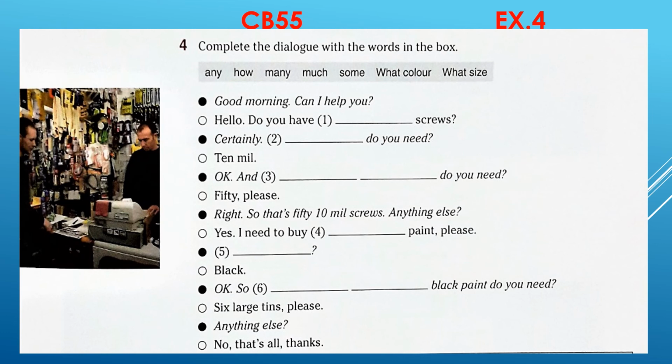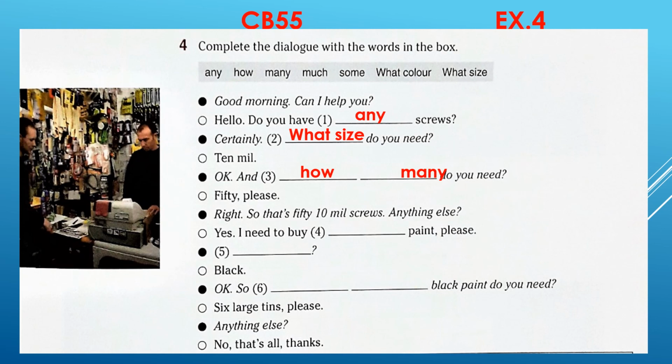Good morning. Can I help you? Hello, do you have? Number 1. Very good. Any screws? Certainly. Do you need? Here we should look at the answer first. 10 mil. So the question words should be used here. What size? What size do you need? 10 mil. Okay, and do you need? 2 words. 50 please. So here we should use how many. How many do you need? 50 please. Right. So that's 50 10 mil screws.